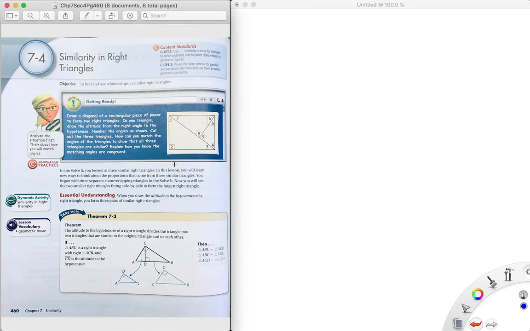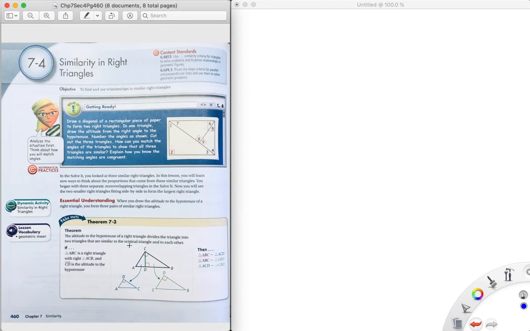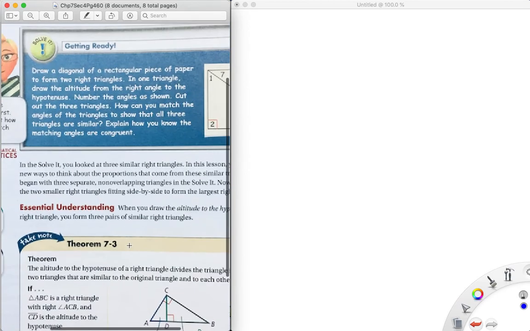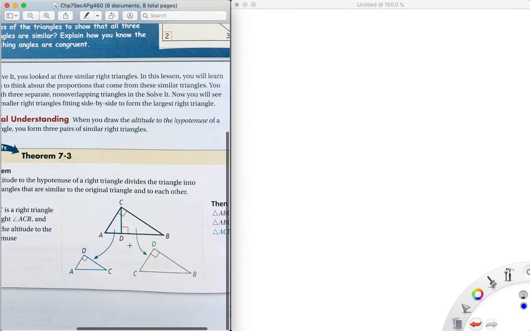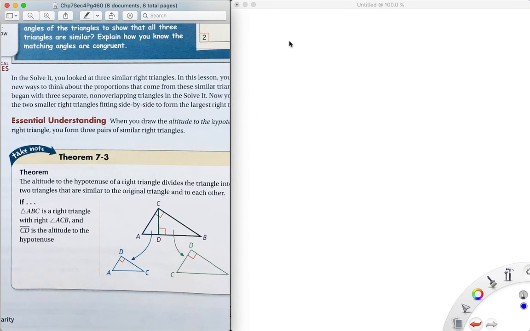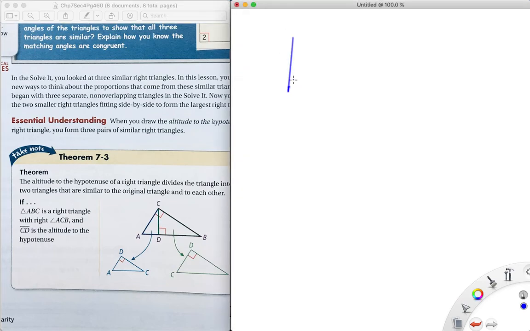Alright, hey guys, this is Chapter 7, Section 4, Similarity in Right Triangles. So we have a theorem here, and the theorem says that if we have a right triangle, A, B, and C. This is the right triangle here.